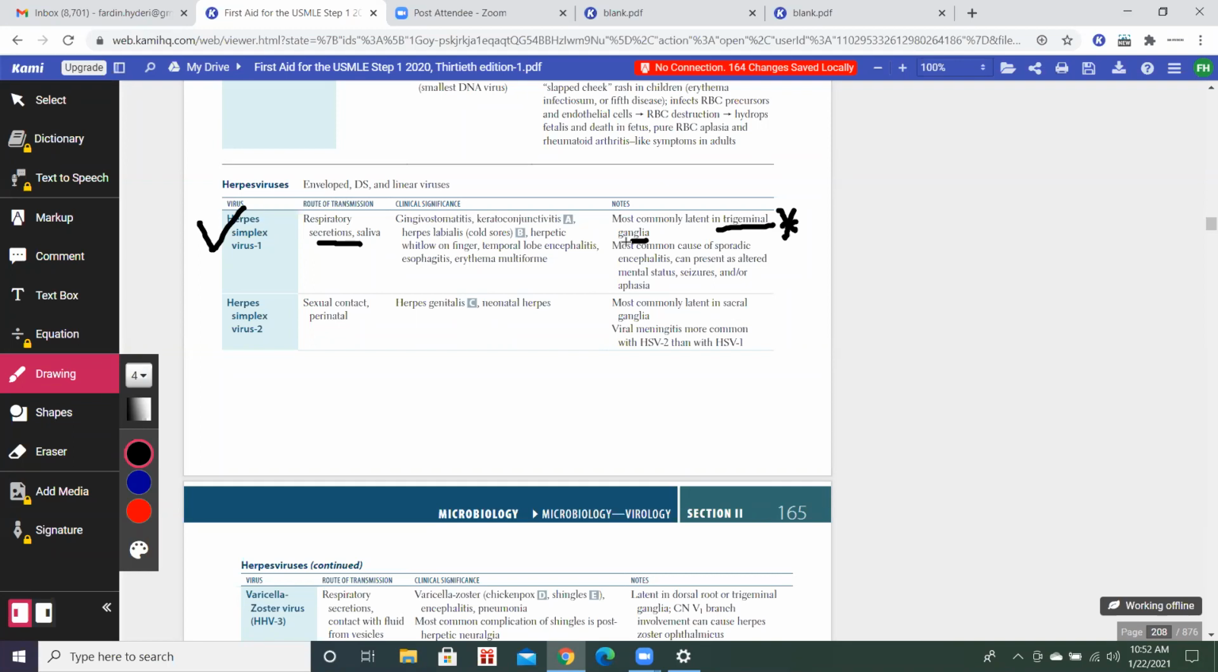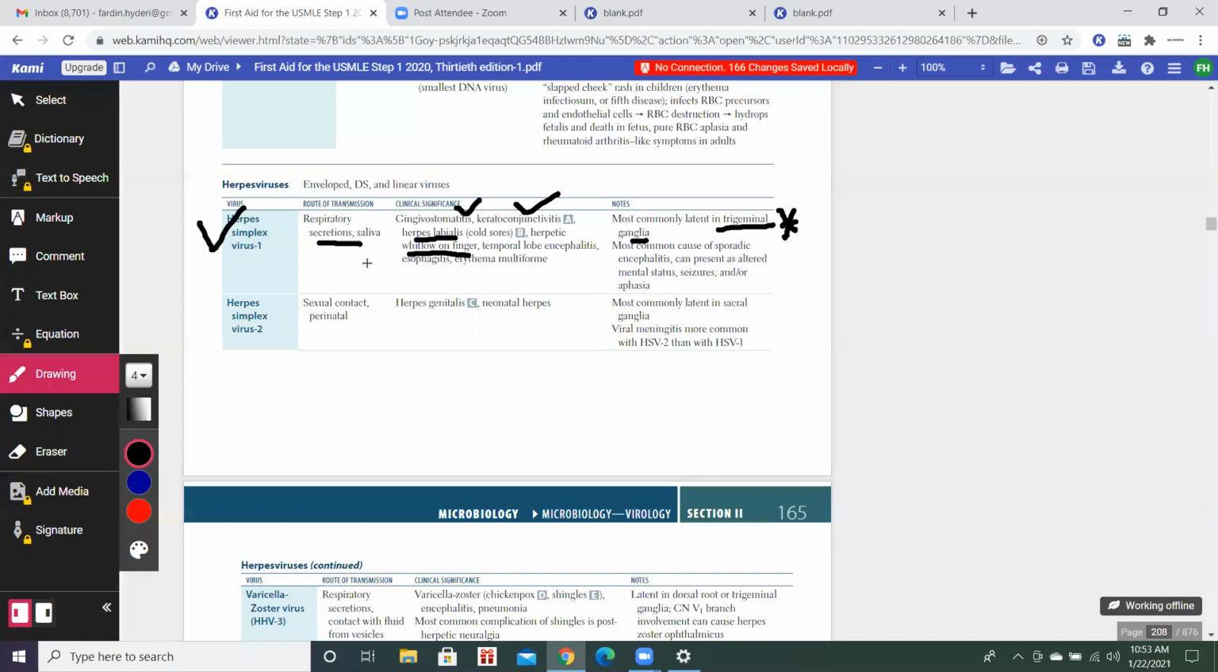Flaring means that when your immune system drops, for example, in cases of fever or any other case, then the virus flares up. This is known as flaring. Flaring happens and causes gingivostomatitis, keratoconjunctivitis, herpes labialis. This is known as cold sore. Herpetic whitlow on the finger. This is a very painful condition. Herpetic whitlow is basically you have a small blister-like presentation on the finger, and this is extremely painful.